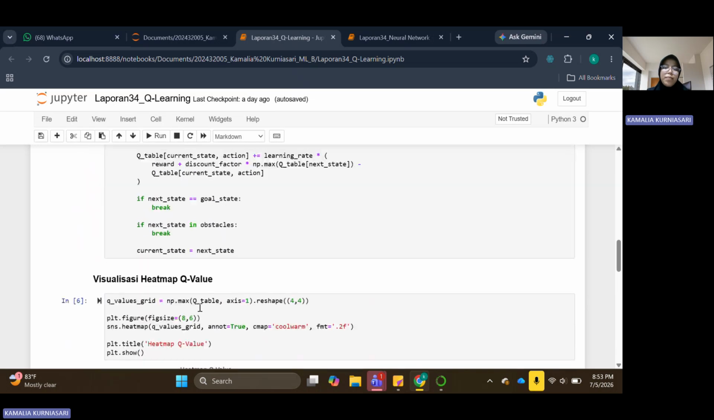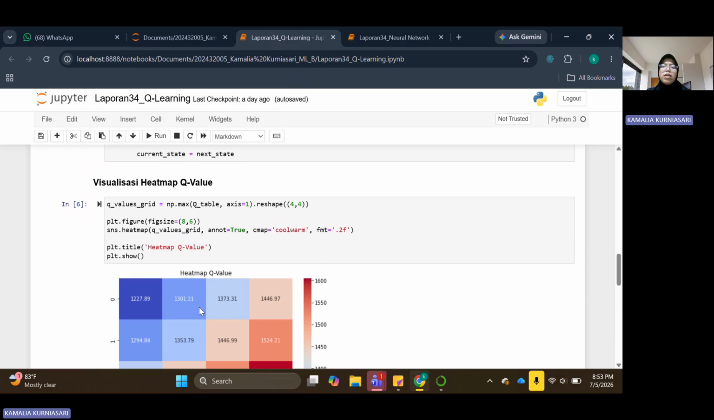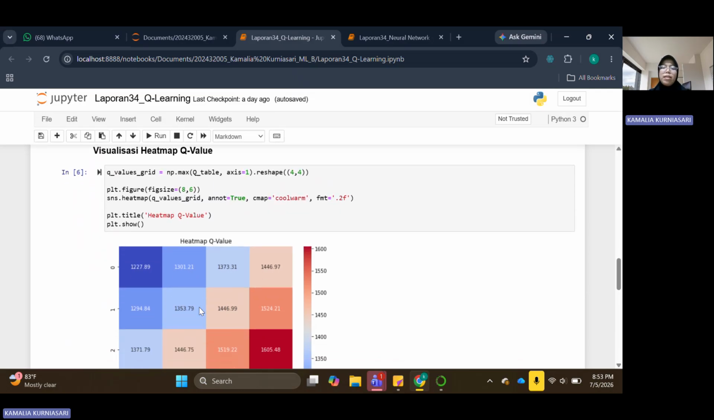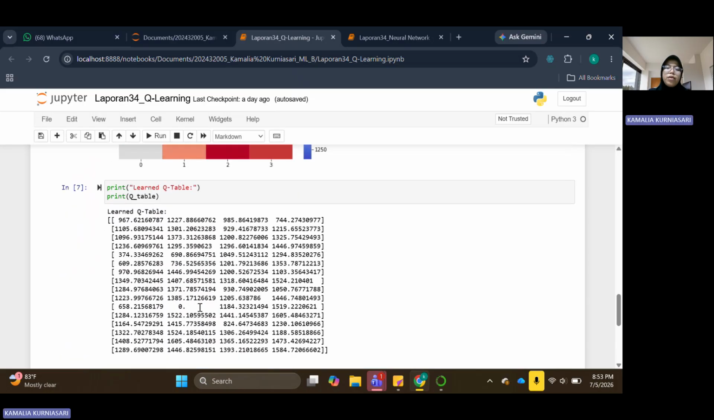After training, I visualized the learned Q values using a heat map, and the heat map showed that states closer to the goal had higher Q values. This indicates that the agent successfully learned which states were more valuable for reaching the goal. And the gradual increase in Q values toward the goal confirmed that the training process worked correctly. And here is the Q table.